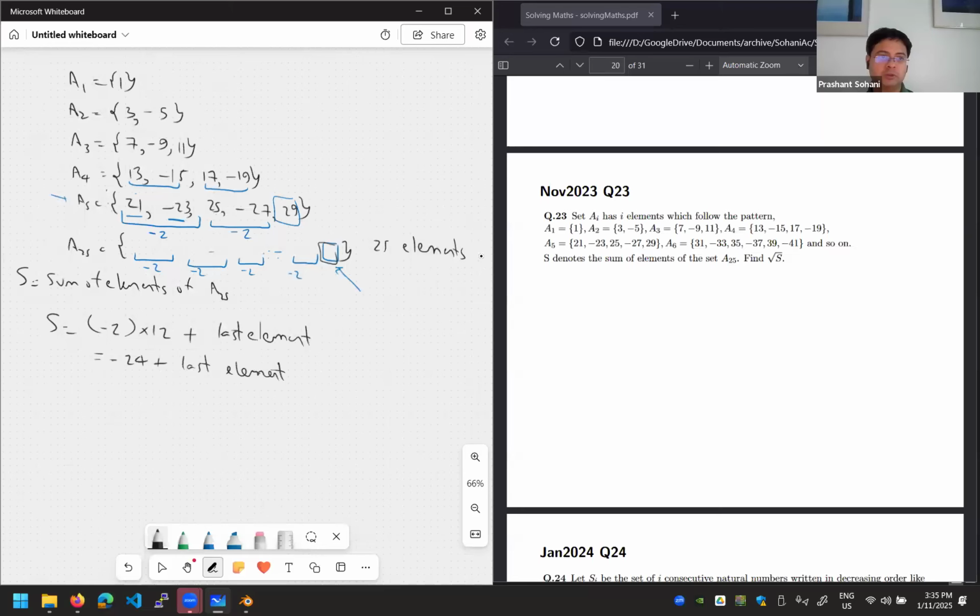Okay, then how do we find the last element? If I now look at just the last elements of all the sets, and write them here, the last element of the first set was 1, then it was minus 5, then 11, minus 19. So these are the last elements. I want to find the 25th element in this sequence.